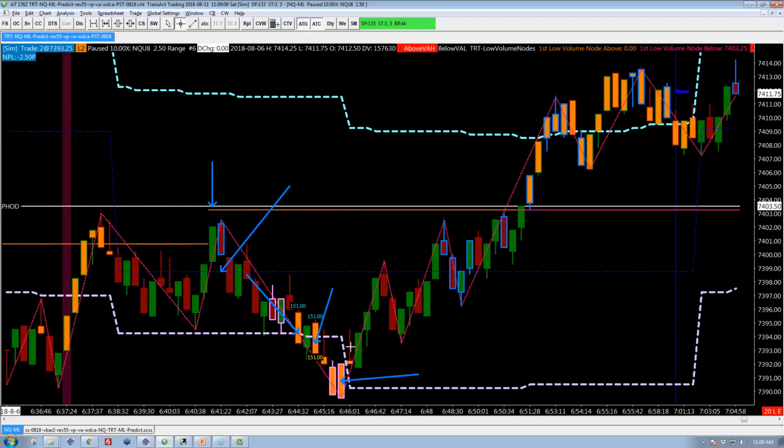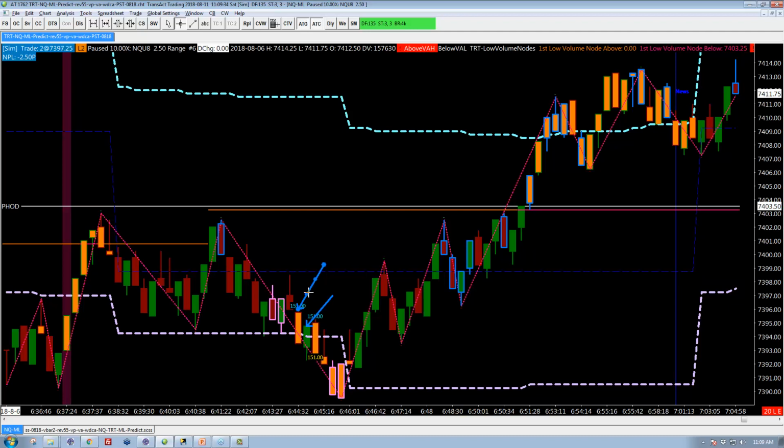Okay. So in this case, we pull back down to the value area low. Let's look at these two bars right here. These bars here are really interesting. This bar here is orange. That one's not. And you may ask yourself, well, why not? It's at the value area low. And it happens to be between two bars that are orange. It seems like it ought to be orange.